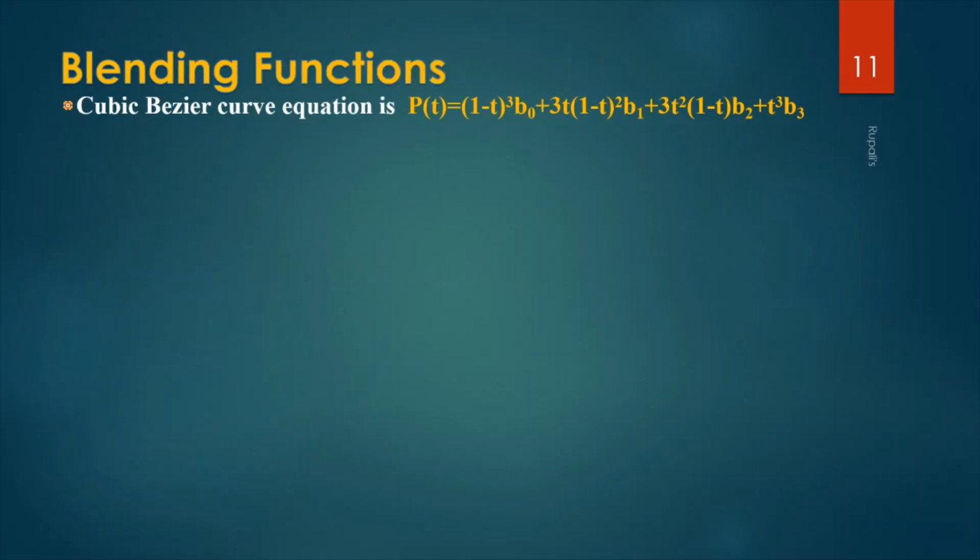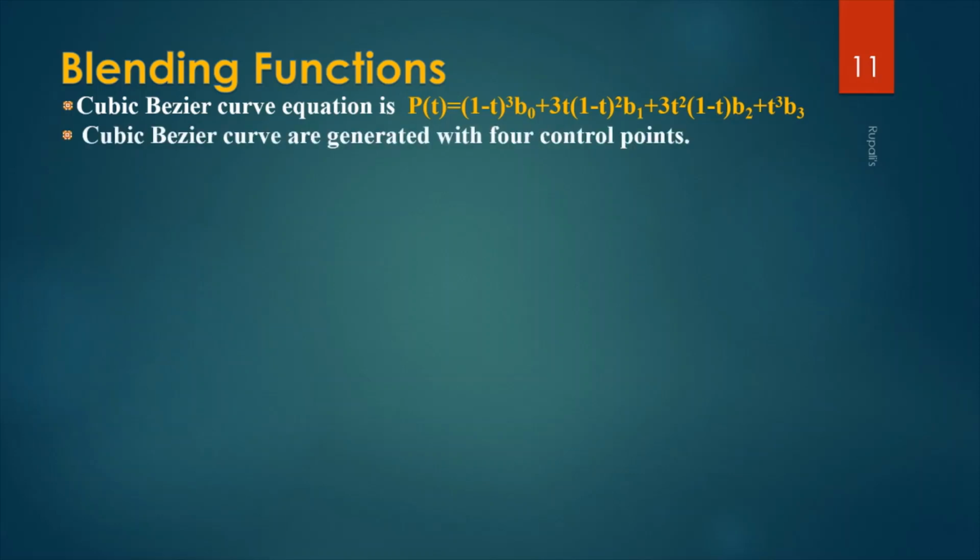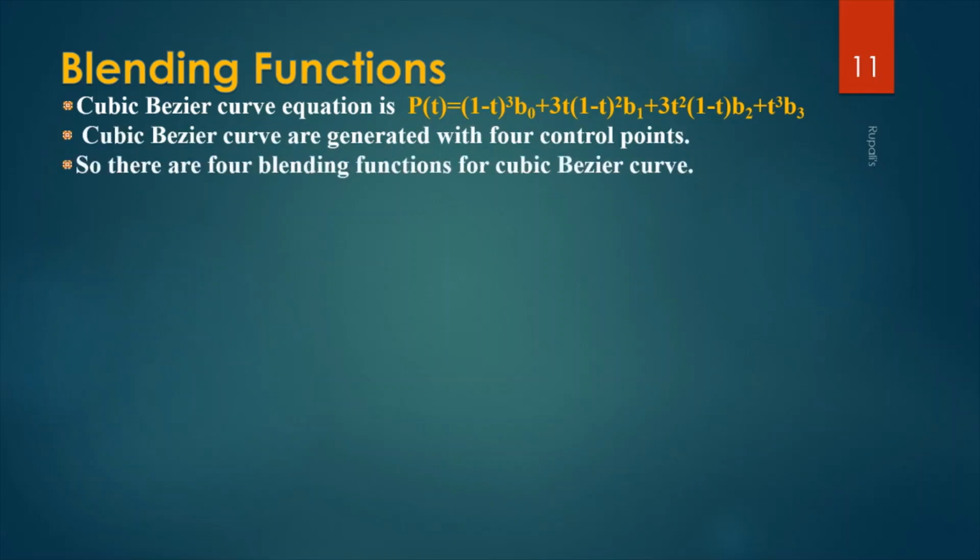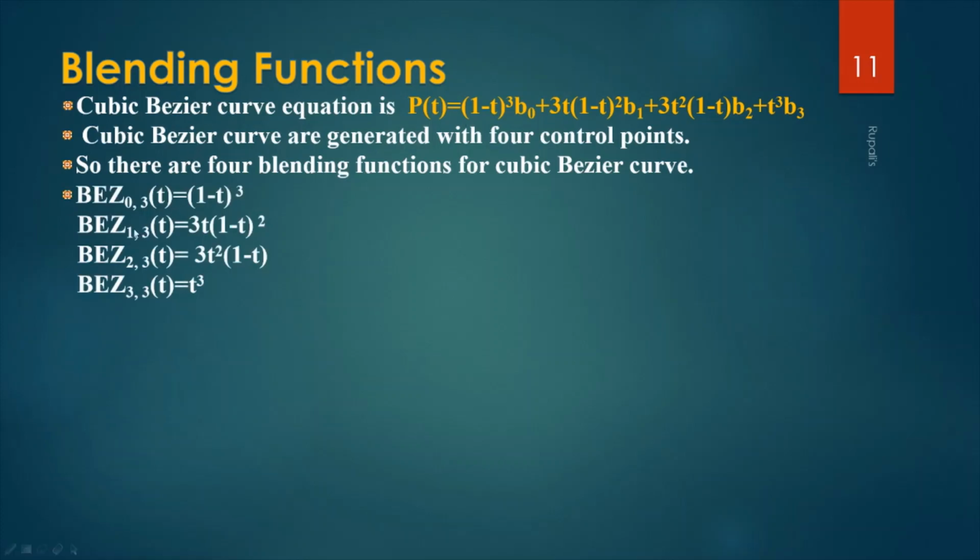Now what are blending functions? Cubic Bezier curves are generated with 4 control points. We already learned b0, b1, b2 and b3. So there are 4 blending functions for the cubic Bezier curve. These are the blending functions. B_0,3(t) is (1 minus t) cube. B_1,3(t) is 3t (1 minus t) square. B_2,3(t) is 3t square (1 minus t), and B_3,3(t) is t cube.